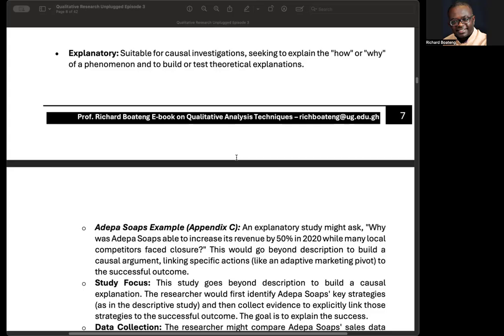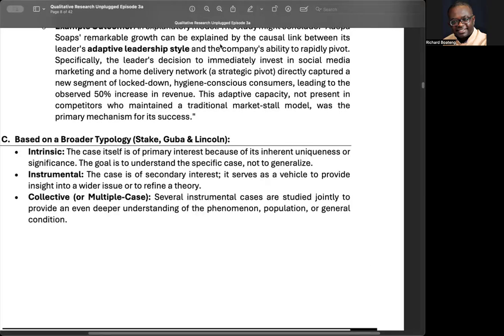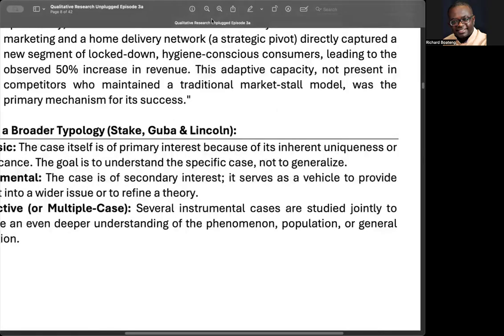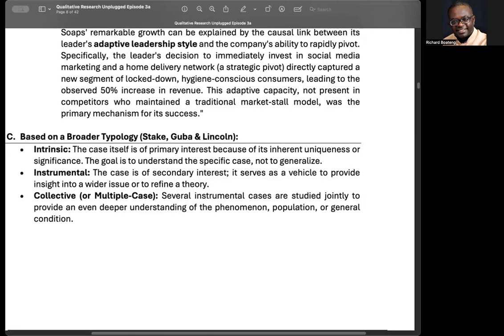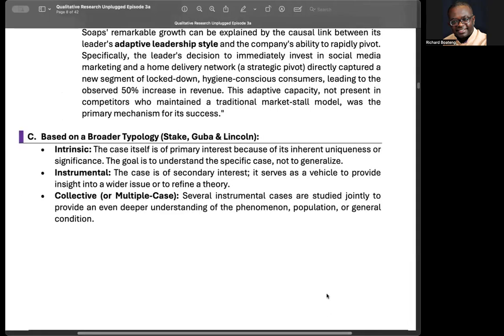So the case is the main point. Yes. In contrast, an instrumental case study is where the case is chosen because it serves as a means to an end. It's a vehicle, an instrument, to help you gain insight into a wider issue, phenomenon, or theoretical question. The specific case is secondary. It's what the case helps you understand about something broader that matters most. Okay, so the case helps illustrate a larger point. Exactly. And then a collective case study, which is sometimes called a multiple case study, involves studying several instrumental cases together. You select multiple cases purposefully to allow for comparison and to gain an even deeper, more robust understanding of the general phenomenon, population, or condition you're interested in. It strengthens the findings by looking across different contexts.